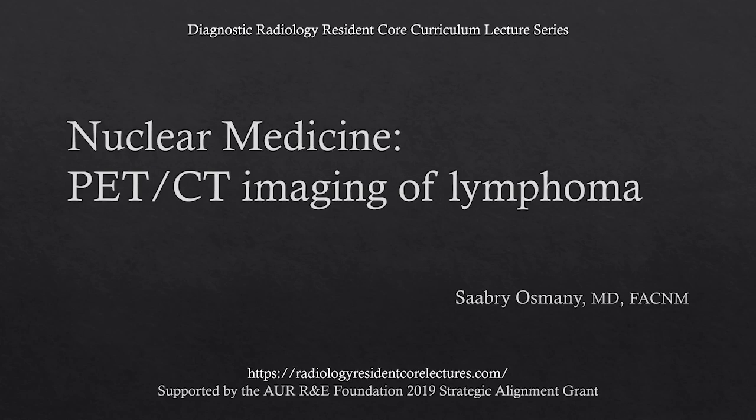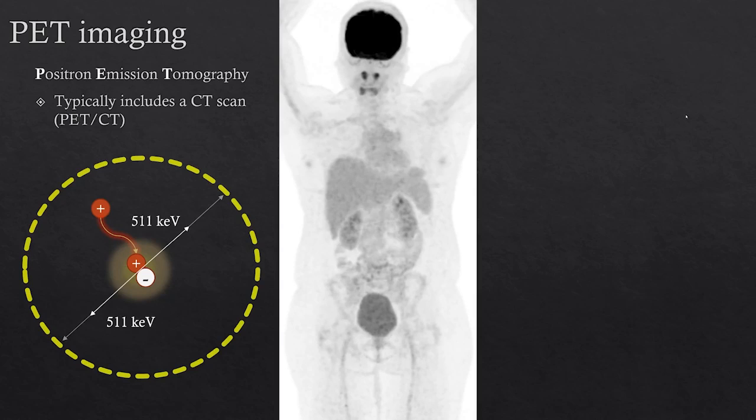Hello, this talk is on nuclear medicine and the PET-CT imaging of lymphoma. PET imaging stands for positron emission tomography. It uses a radioactive material which is injected into the patient. This emits a positron which emits radiation within the patient's body. This radiation is imaged tomographically, which gives us the name positron emission tomography, a PET scanner.